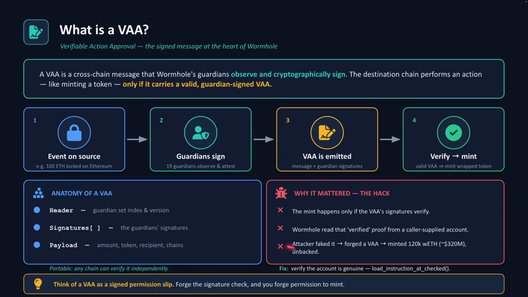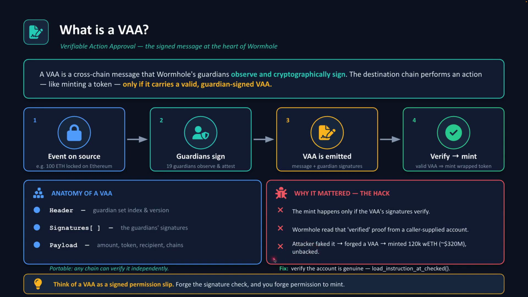So the attacker faked it. The attacker forged a verifiable action approval, then minted 120,000 wrapped ETH, which approximately equals $320 million. And these tokens were backed by nothing.